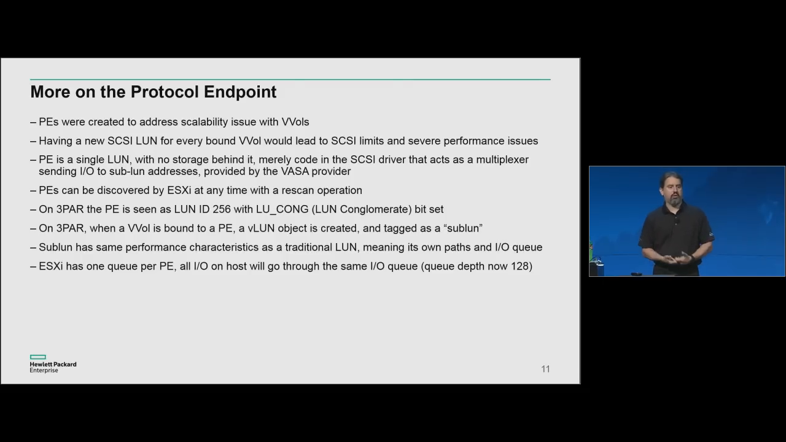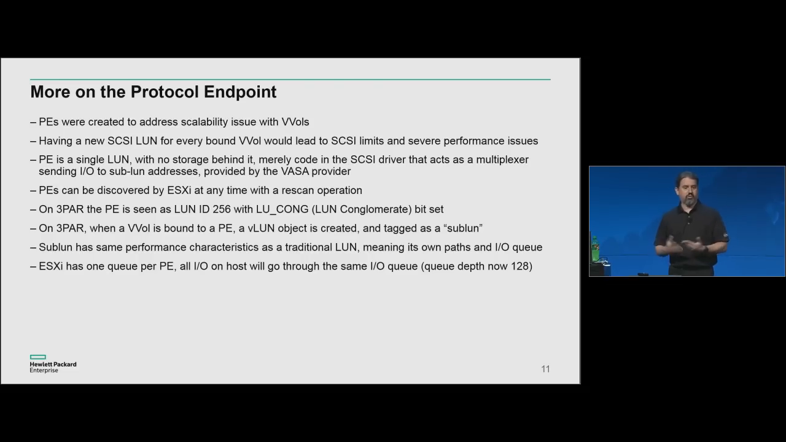So the protocol endpoint, if you do a rescan on a host, can be discovered at any time. It's going to show up as a LUN, even though it is a special type of LUN. In our implementation, we set the LUN ID at 256, one above the traditional 255 LUNs that are supported. What distinguishes it is a special LUN conglomerate bit that's set on that LUN, and that's part of the T10 spec, which identifies it as an administrative LUN. So essentially, no storage there, but it acts as my admin for my secondary LUNs beneath it.